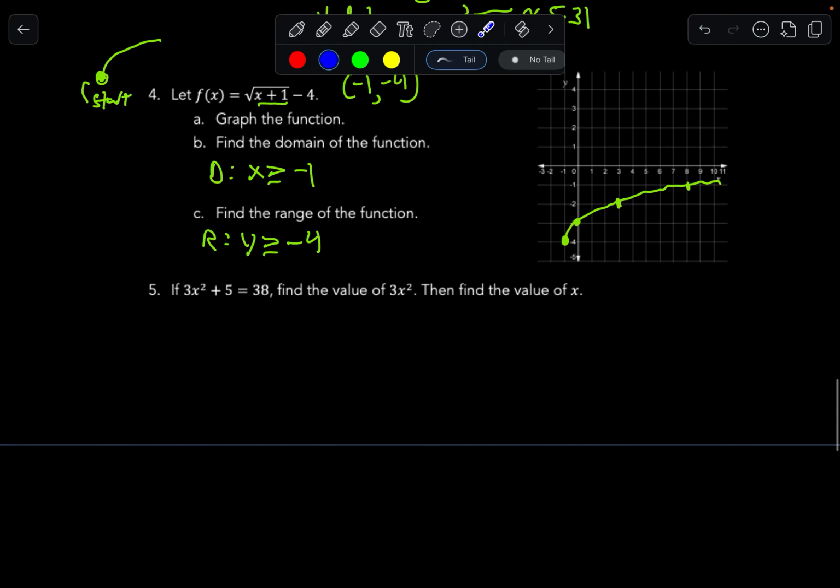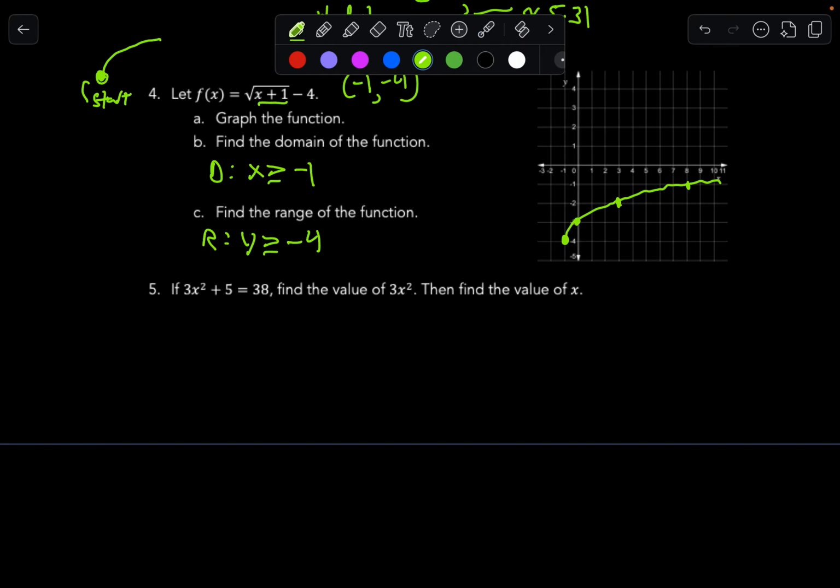Now, if 3x squared plus 5 equals 38, find the value of 3x squared, then find the value of x. Well, if you subtract 5, remember we want to isolate the x squared. You get 3x squared equals 33. And then, if you really want to find the value of x, you divide by 3 and get x squared equals 11. Then x would equal the square root of 11, because it undoes the squaring.